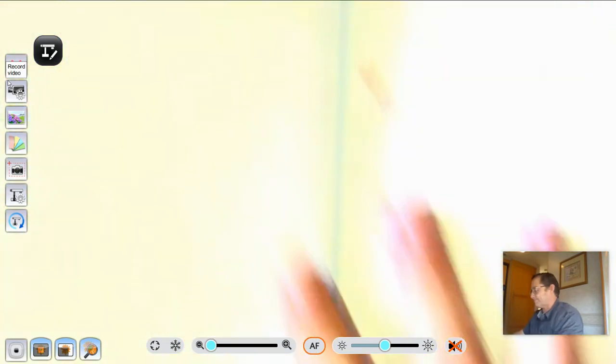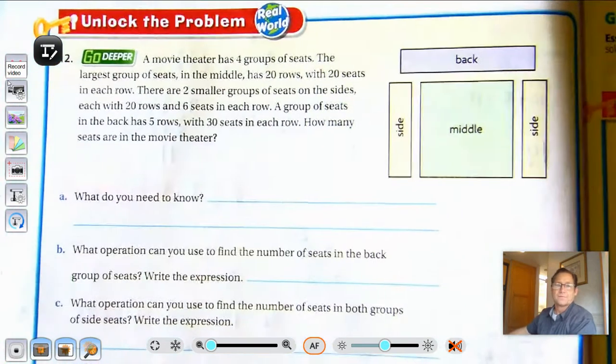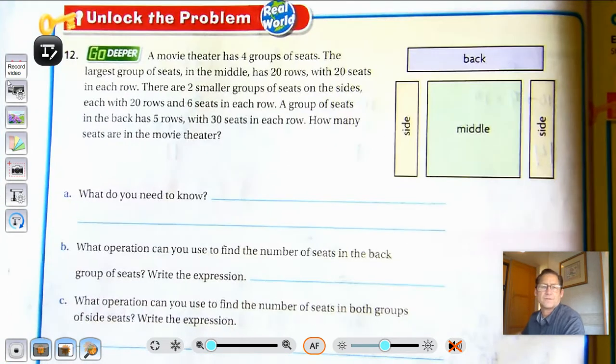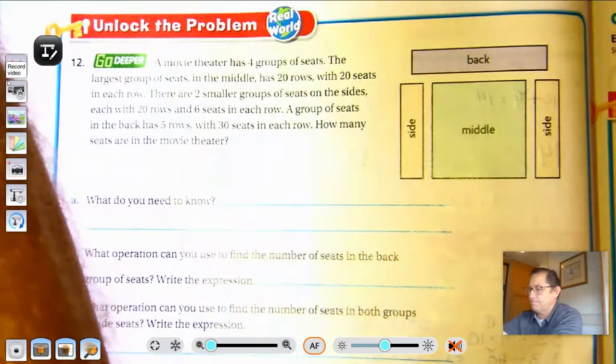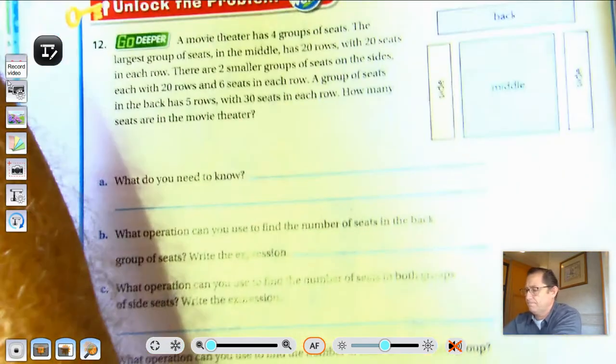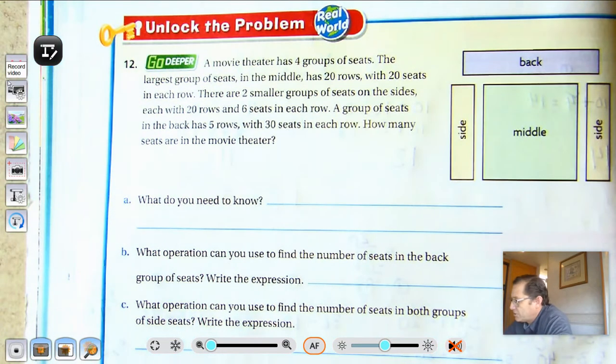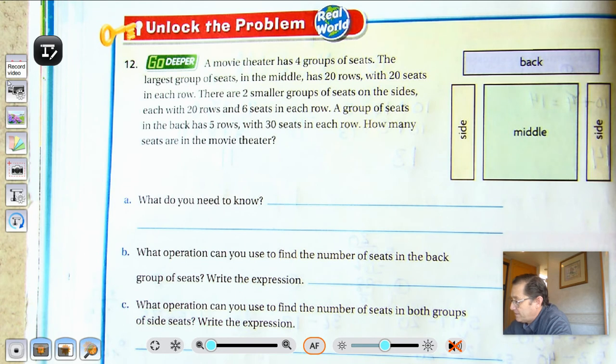All right, page 50. A movie theater has 4 groups of seats. The largest group of seats in the middle has 20 rows with 20 seats in each row. There are 2 smaller groups of seats on the sides, each with 20 rows and 6 seats in each row. A group of seats in the back has 5 rows with 30 seats in each row. How many seats are in the movie theater?